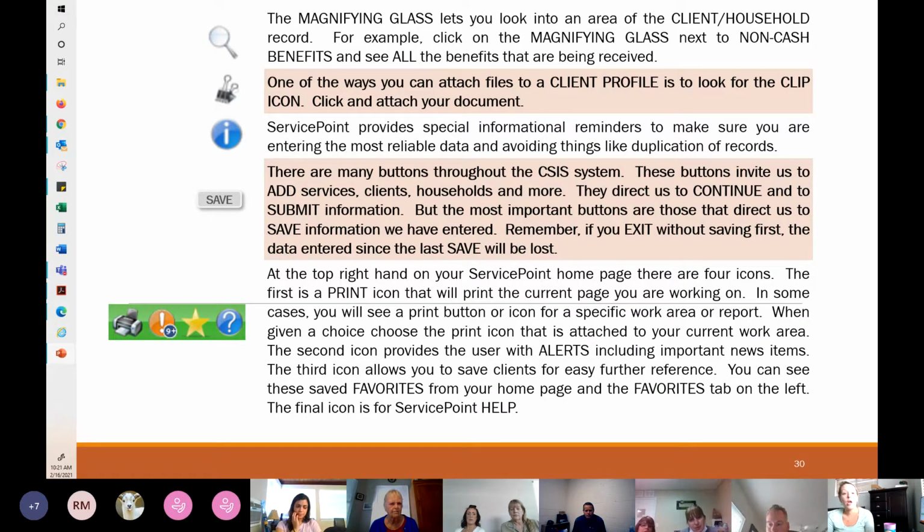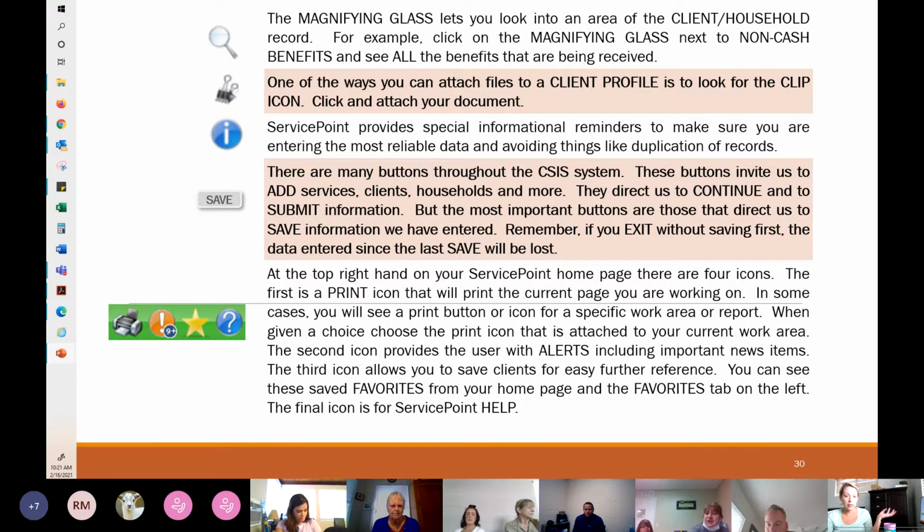The blue eye provides special informational reminders to make sure you are entering the most reliable data and avoiding duplication of records. The save button is one of your most important buttons. If you do not hit save before you exit or save and exit, you will lose the data that you just entered. So please always keep in mind to save your information.